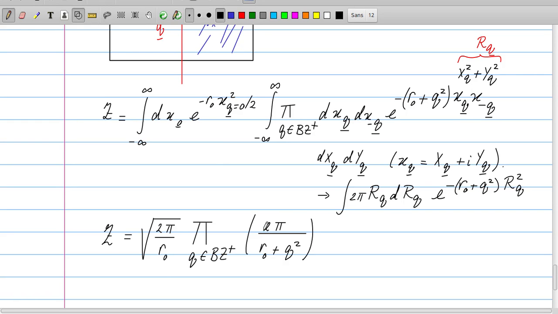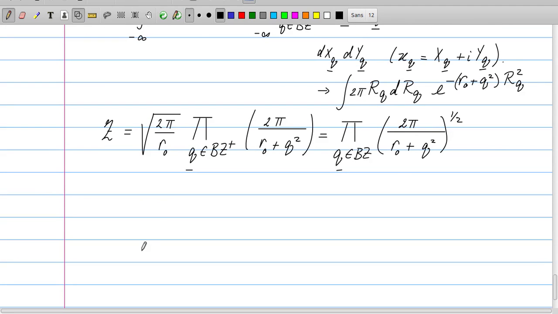And we find for that 2 pi divided by r0 plus q squared for each q in the blue part of the Brillouin zone, the BZ plus. If I then want to restore the q to lie in the entire Brillouin zone in the product, I need to include an extra exponent of 1/2, because each term now occurs twice, and I compensate for that with the 1/2. For the 0 I don't need to do that, but there is already a factor of 1/2, so this is the correct partition function.